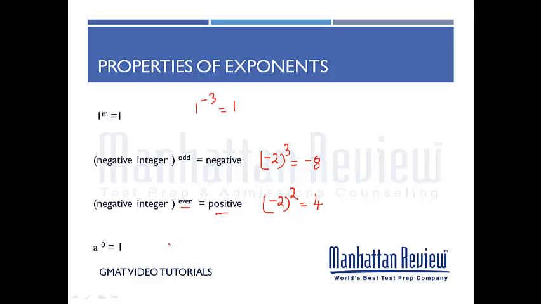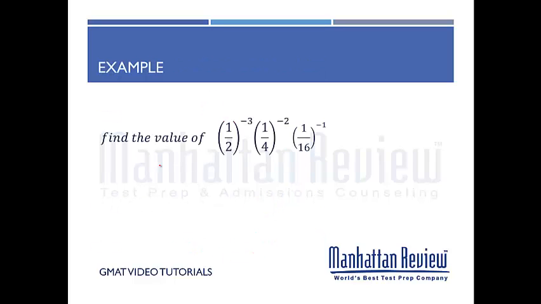Any number raised to 0 will give you a result equal to 1. For example, 5 power 0 is equal to 1. Let's take one more example here. Minus 3 power 0 is also equal to 1. Let's see on the GMAT how you'll be tested based on these properties.